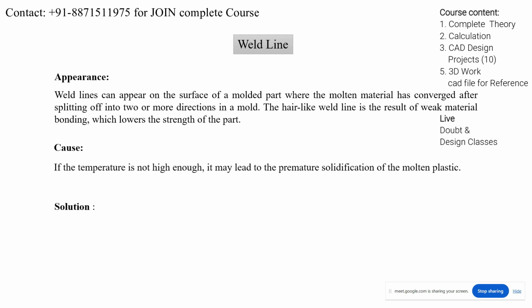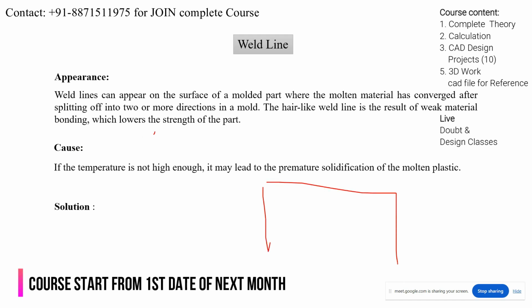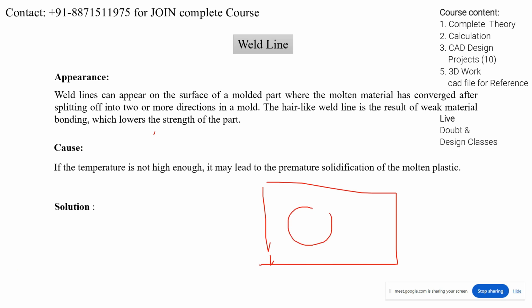What is the cause of that? If the temperature is not high enough, it may lead to premature solidification of the molten plastic. Or it may be caused, for example, you have a component like this, and the component has a feature like this, right? And you are injecting the material from this direction. So basically it will create a flow direction like this, and here will be the weld line, right or wrong? So it may also be caused by the component geometry, right? Okay, understood? Yes sir, yes sir.